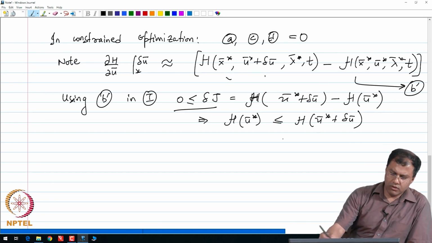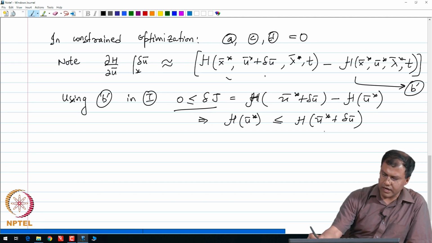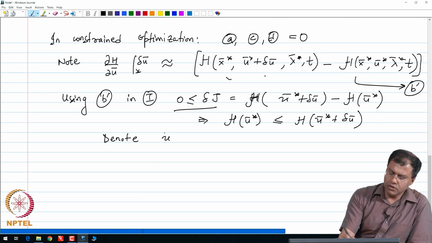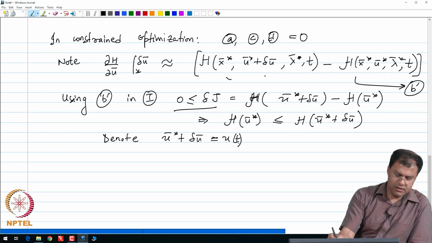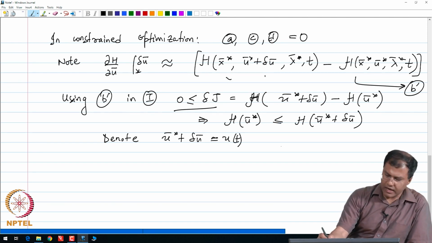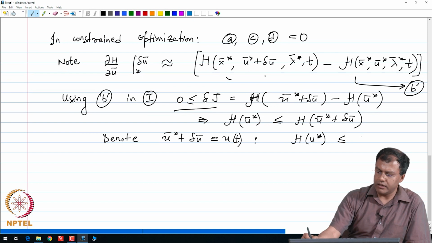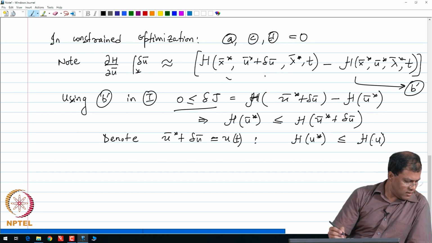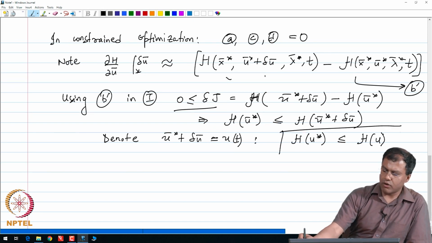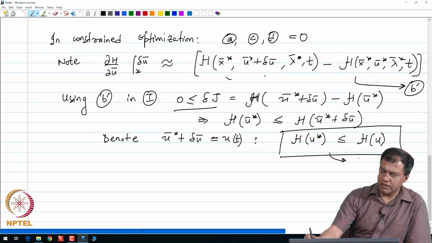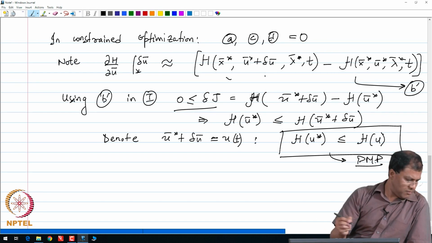So, the condition is as follows. Let me denote u star plus the variation delta u to be equal to u of t, right, and I see that my minimum condition has now changed into an inequality, that this is bounded above by U, right, and this exactly is what I call my Pontryagin minimum principle. Okay. So, this is the Pontryagin minimum principle.